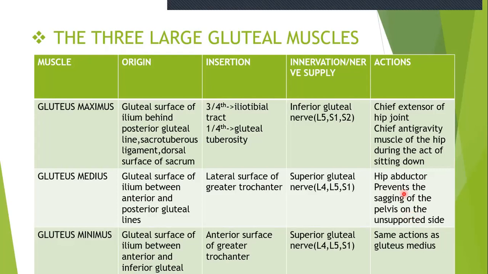Gluteus Minimus usually originates from the gluteal surface of ilium between the anterior and inferior gluteal lines. It inserts on the anterior surface of the greater trochanter. Nerve supply is the same as Gluteus Medius, the superior gluteal nerve. Root values L4, L5, S1. Actions are the same as Gluteus Medius. So the action and nerve supply of Gluteus Medius and Minimus are the same. So let's see that on a diagram.